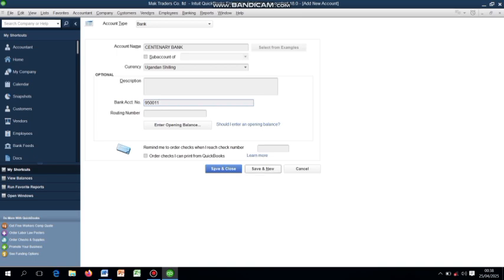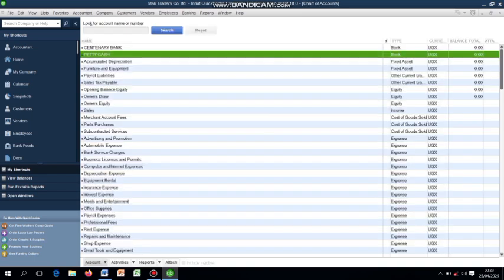I would have finished. So I will save and renew, since I also have another account, which is petty cash. So I will write petty cash. Then I will save and close, since it is in shillings and it has no opening balance. And you see the currency is Uganda shillings and the accounts are there, Centenary and petty cash.